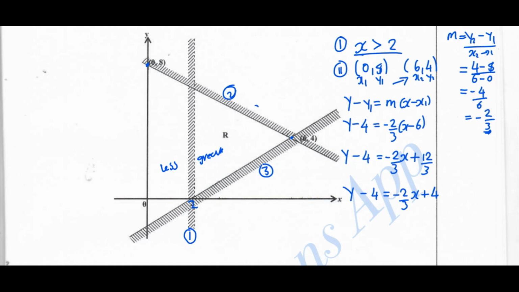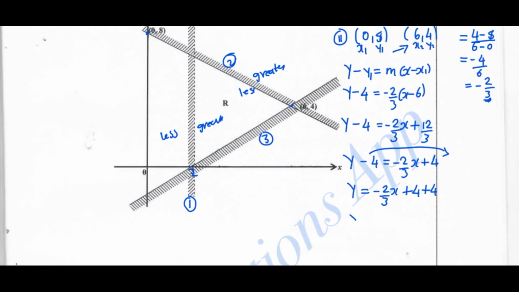Then we can now go back. The upper is greater, the lower is less, so we want the lower part. So before we do that, let's shift this to this part. So y is equal to -2 over 3 x plus 4 plus 4, so y is equal to -2 over 3 x plus 8. So y is less than or equal to -2 over 3 x plus 8 as our final answer.